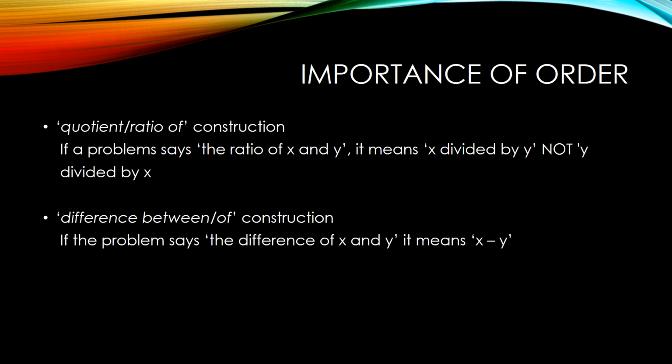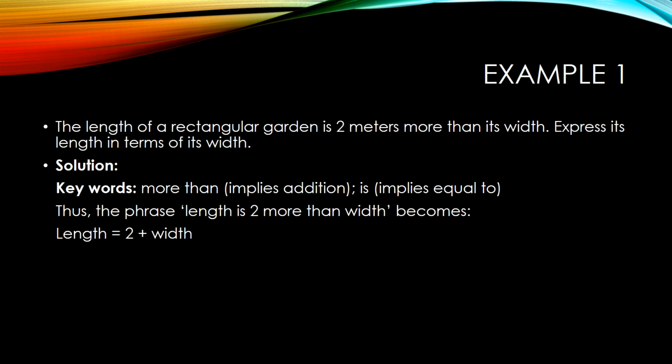Now that we have seen how it is possible in theory to break down word problems, we can see some examples to see how we can apply this knowledge. The length of a rectangular garden is 2 meters more than its width. Express its length in terms of its width. More than implies addition. Is implies equal to. Thus, the phrase length is 2 more than width becomes length is equal to 2 plus width.